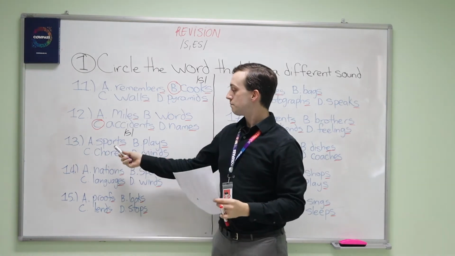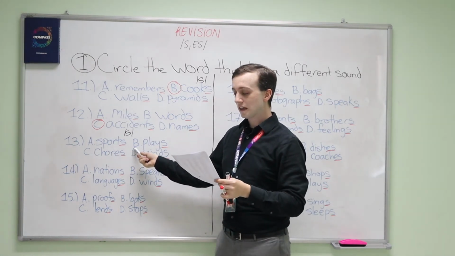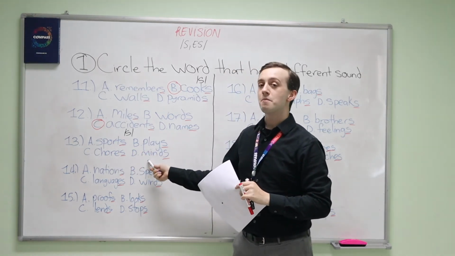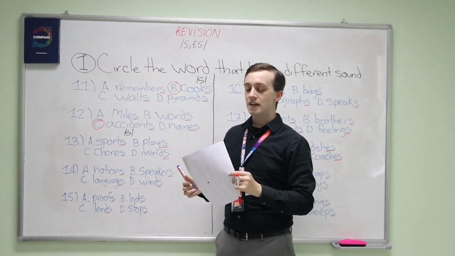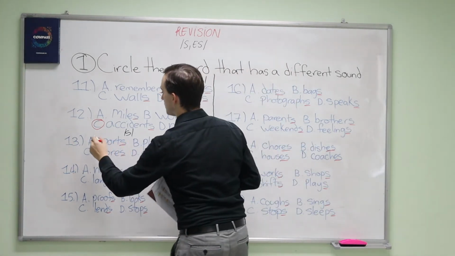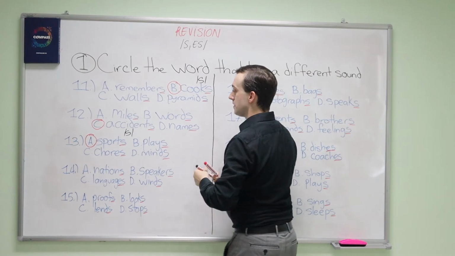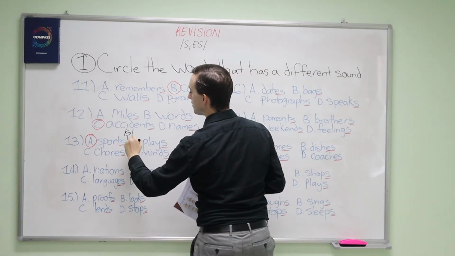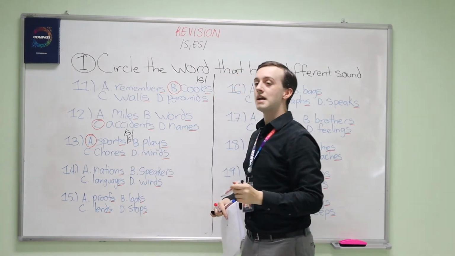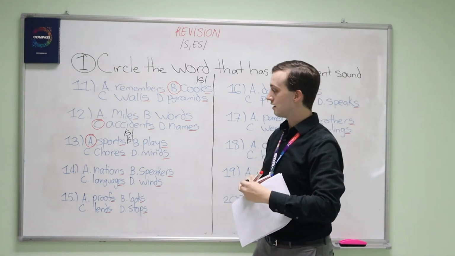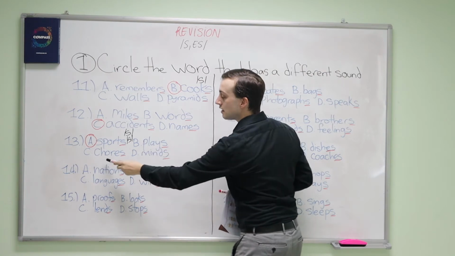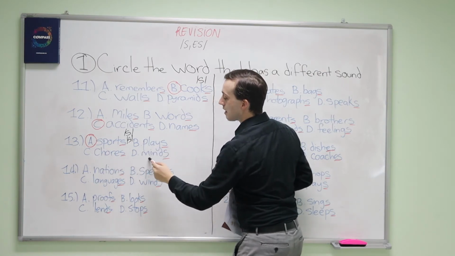Okay, next is number 13. A is sports. B is plays. C, shores. And D, mines. In 13, the word with the different sound is A, sports. So circle A. Because in sports, S makes the sound S, but in B, C, and D, S and ES make the sound Z. Like this. Sports. Plays. Shores. Mines.